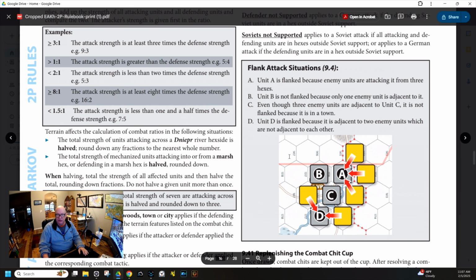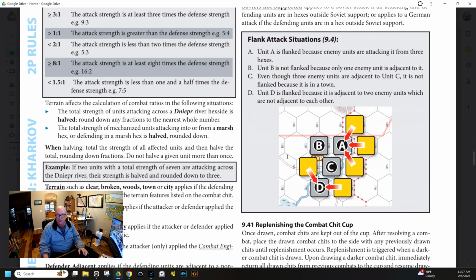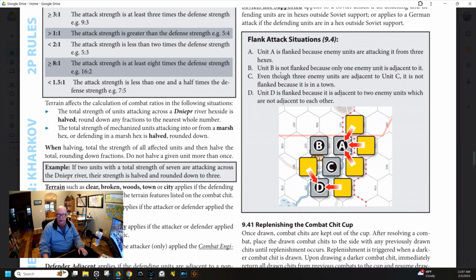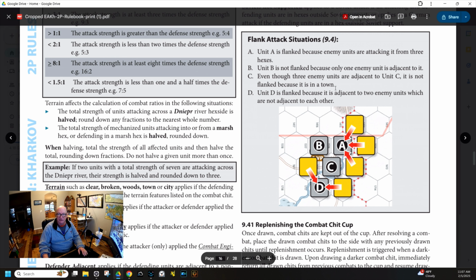All right, we're going to blow this up so we can take a better look at the flank attack situation. So Unit A is flanked because enemy units are attacking it from 3 hexes. So 1, 2, 3, right there. Unit B is not flanked because only 1 enemy unit is adjacent to it. Okay. C, even though 3 enemy units are adjacent to Unit C, it is not flanked because it's in a town. And Unit D is flanked because it's adjacent to 2 enemy units which are not adjacent to each other. So you can notice down here in the bottom, you've got here and here. So you've got that going on.